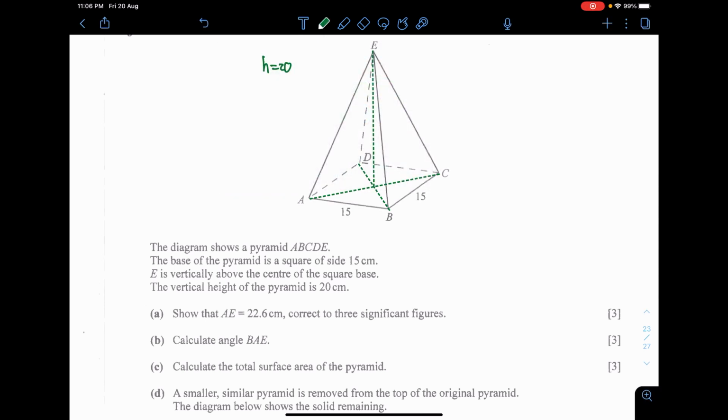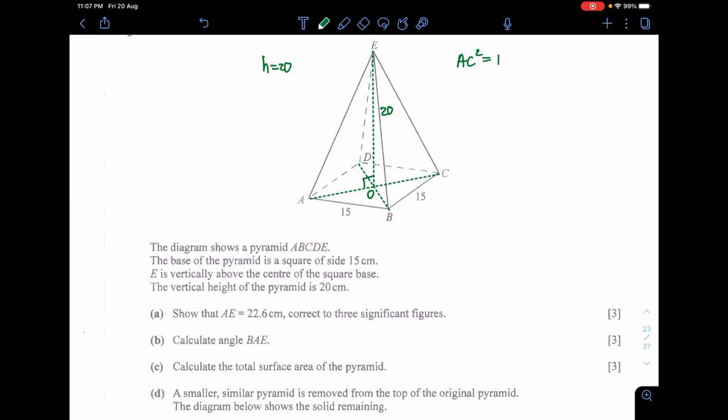If you want to find the length of AE, know that this is a 90 degree angle here. It's 3 dimensional, so kind of hard to see, but should be quite okay. I'm going to do Pythagoras theorem. I only know the height of the triangle over here. Let's call the center as point O. I know the height EO is 20. I need to find the length of AO. So I need to find the length of AC and then divide by 2.